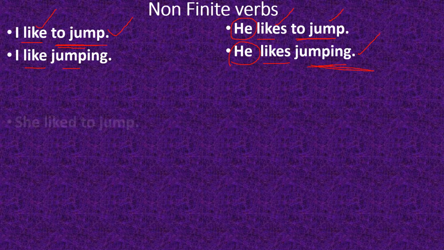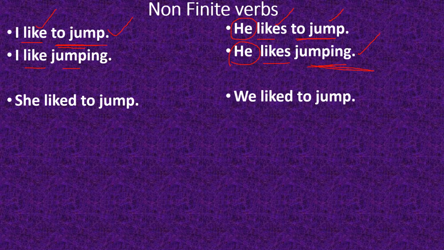See the next example. She liked to jump. We liked to jump. Here like becomes liked. This is called simple past. According to the tense, like becomes liked. Here also according to the tense, like becomes liked.